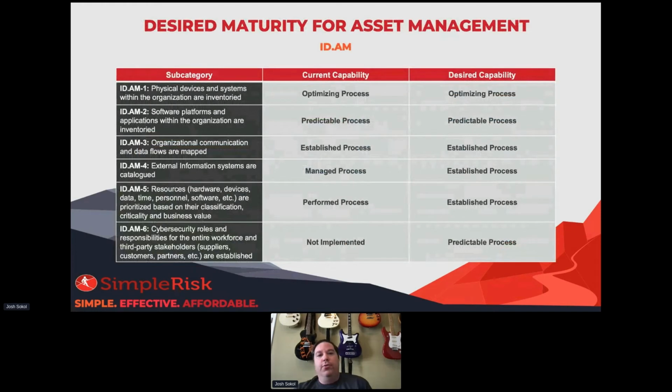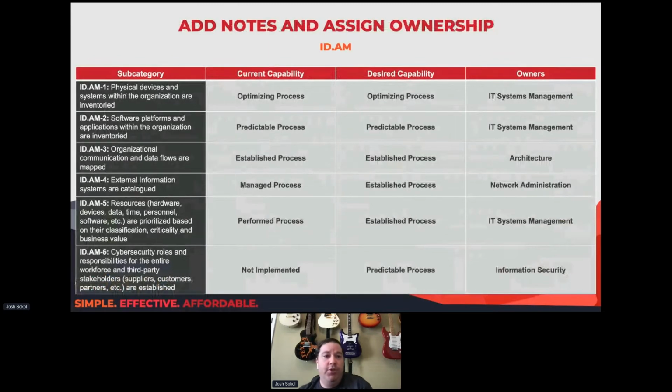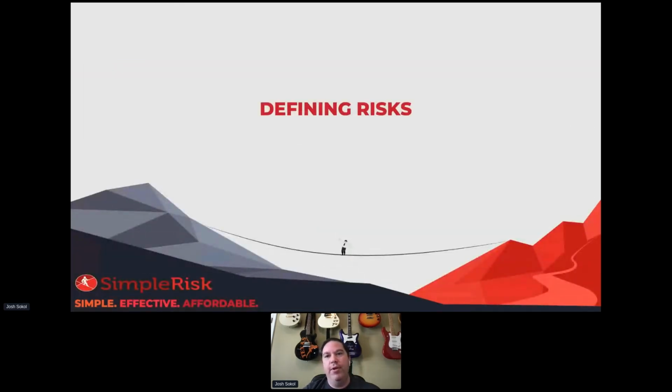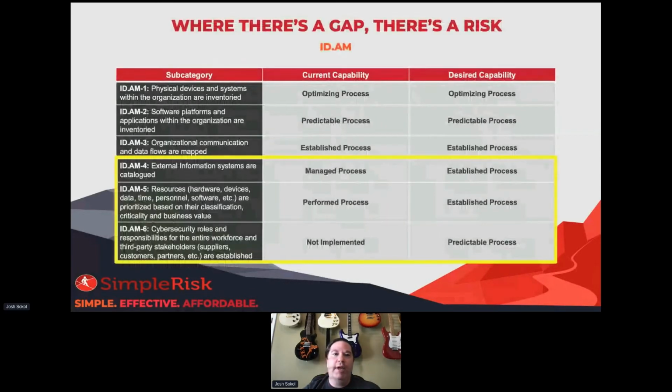All right, so now we have our list of subcategories. We've got our current capability and our desired capability. And you can see I've mapped them out here. So we want to make sure that we add notes and assign ownership, so we're documenting why we made these decisions and who's responsible for these controls. And then once we have this, now we can start looking at risk. Now, risk in this scenario is really about gaps. What we're looking at is where we sit today versus where we want to get to. And if there's a difference in those, that's a gap, right? That's a place on our roadmap where we need to close that gap in order to get to where we want to be.